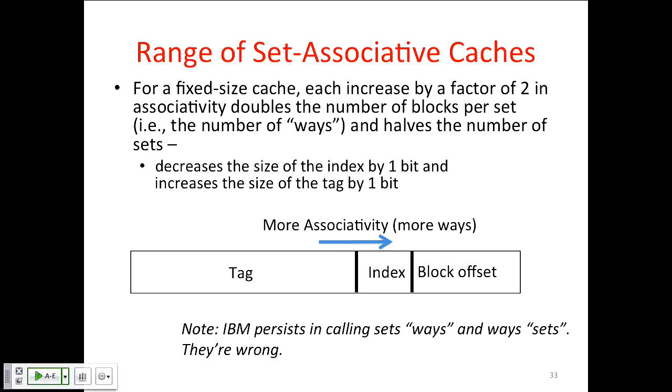And I've got no idea why they started doing that, and it's persisted at IBM. What's funny is they'll call their cache a four-way set associative cache to match what other people say. Then in the detailed description, they'll flip it around. And they're just wrong. I don't know why, but they're just wrong. So don't get confused by IBM. The index field is what selects the set, and within the set, there are multiple ways.